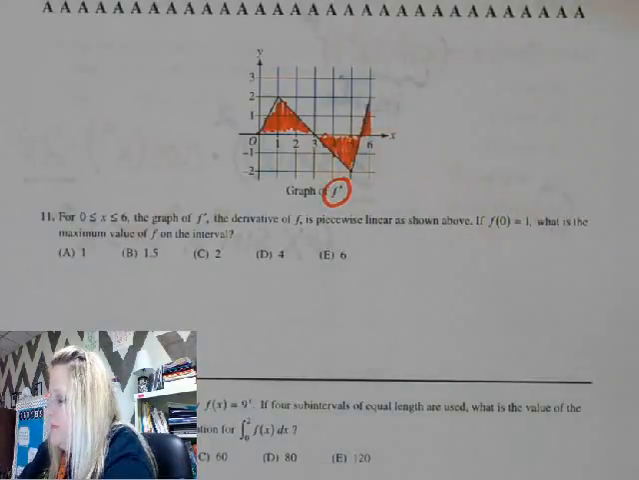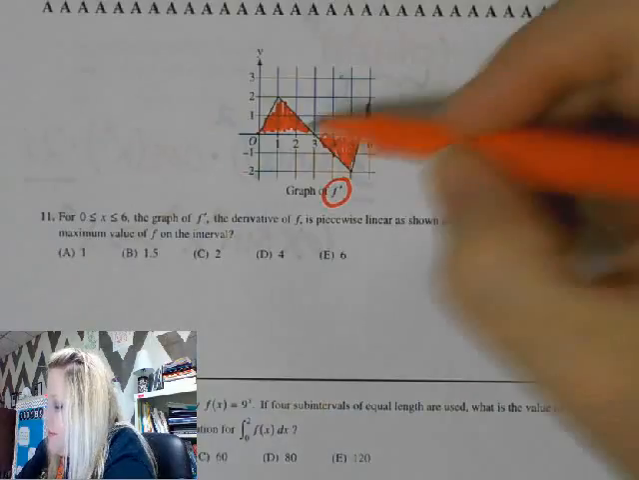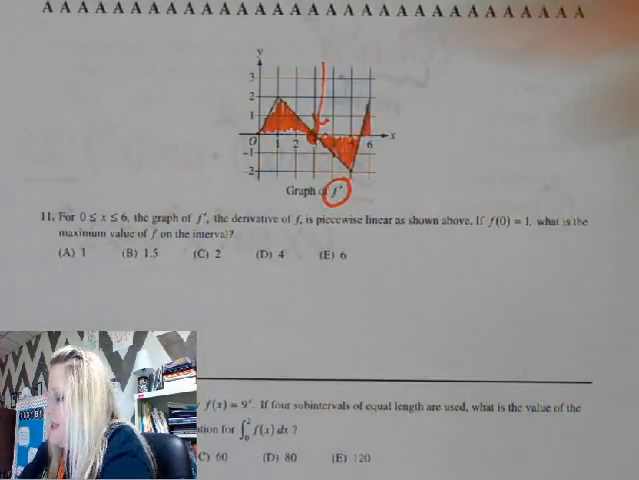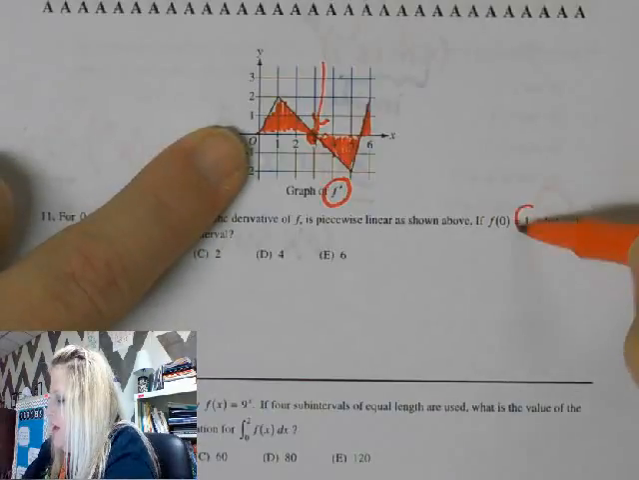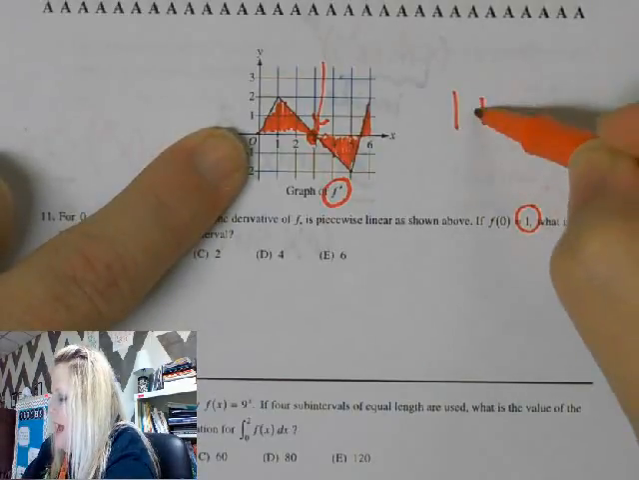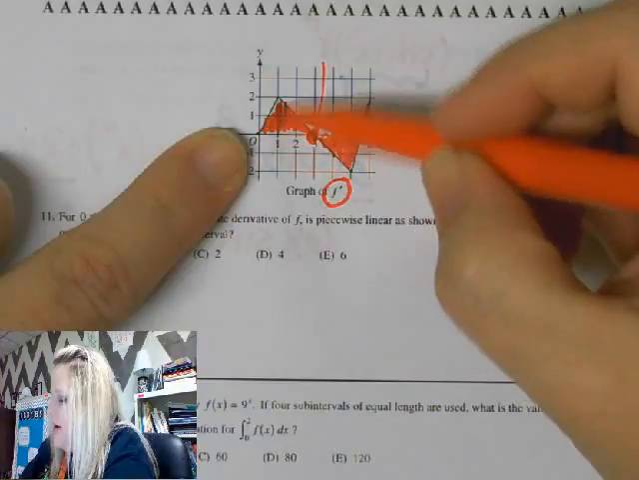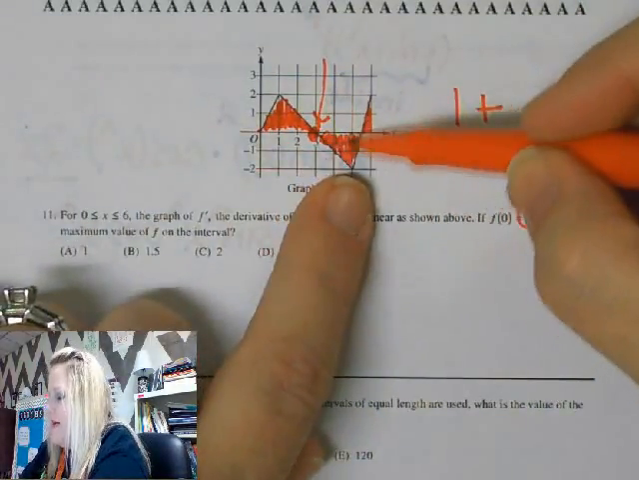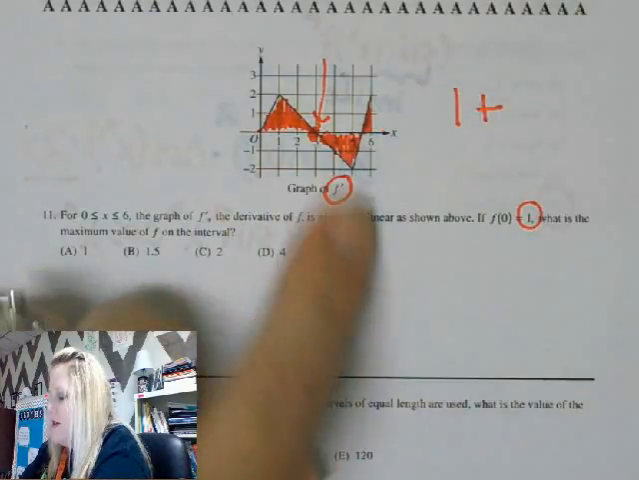So the maximum is going to happen right here at 3. Because it starts off with a value of 1. And then it adds all of this value before it takes away all of this value. And then it adds back just a little bit of what it took away. So the most value that it will have will be at 3.